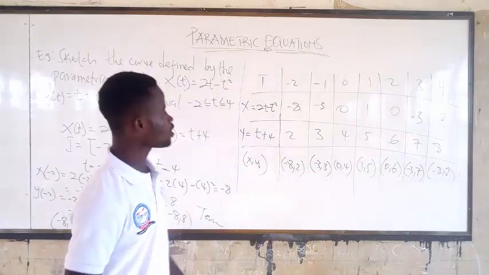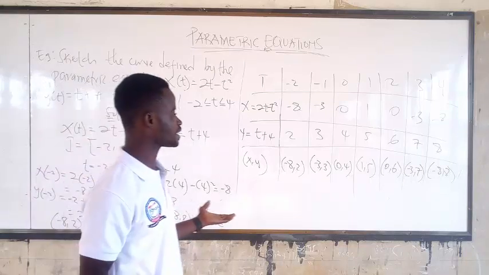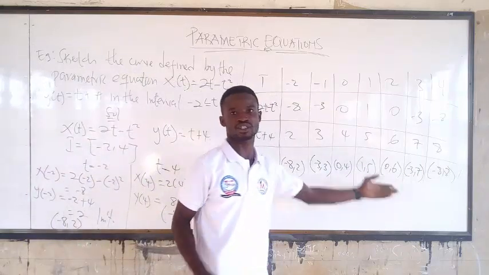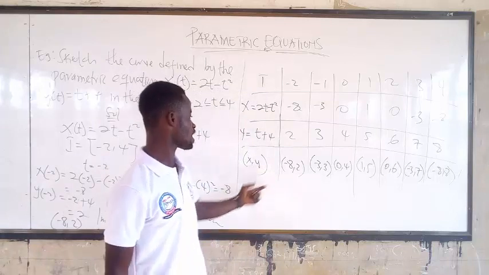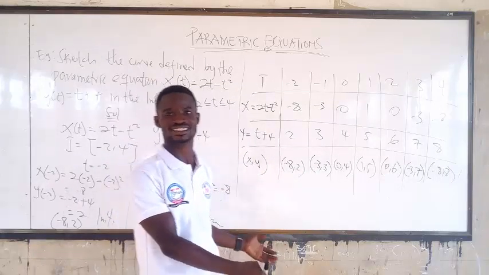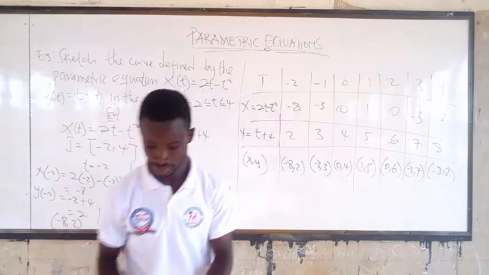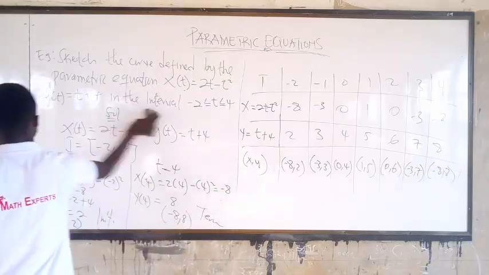Alright. So after getting this, our only thing to do is to sketch it. You are just to go and sketch these points. And this is not a polar graph, this is just the XY plane, or your Cartesian plane.